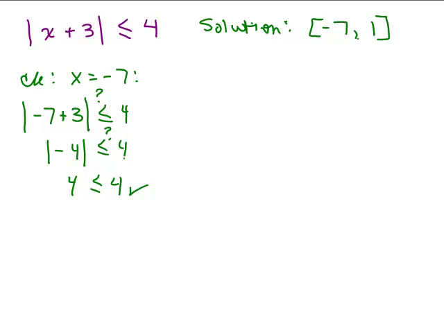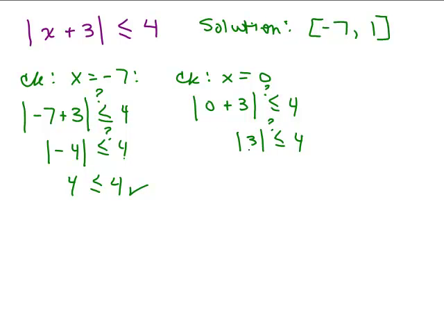Let's pick some other number in there. How about 0? What if you checked 0? So this is just sort of convincing yourself that some of those numbers in there work. If you put in 0 for the x, the absolute value of 3 is less than or equal to 4. Now, is that true? Well, what's the absolute value of 3? It's 3. So yes, 3 is less than 4 in this case. So our answer here is correct.